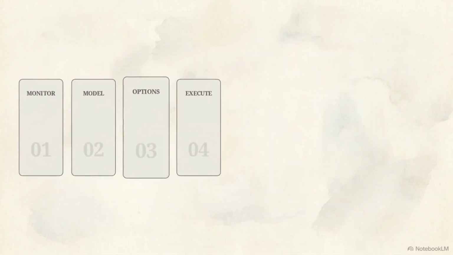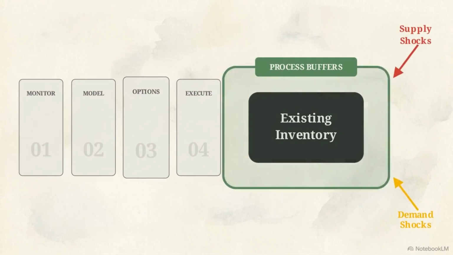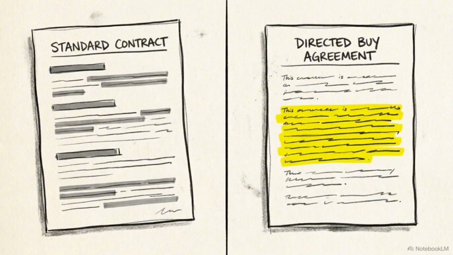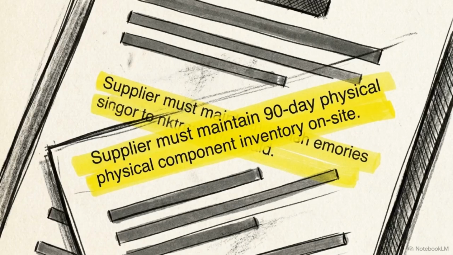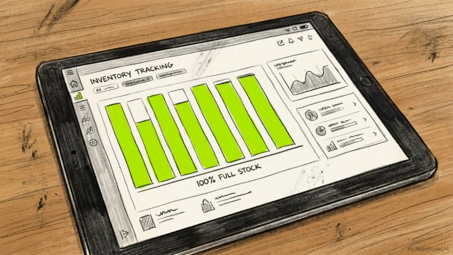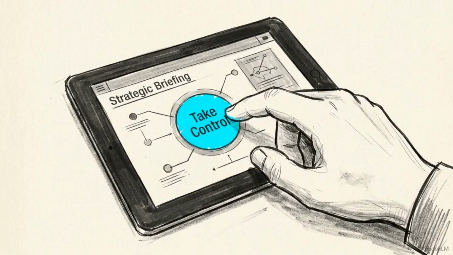You start by implementing immediate process buffers to protect your existing inventory from sudden supply and demand shocks. The first defensive strategy is a directed buy agreement. This legal clause requires your suppliers to keep a specific volume of components physically on hand at all times. The second immediate strategy is transitioning to a customer-managed inventory model. This removes blind spots and gives you direct control over your stock levels, rather than relying on a vendor's estimates.